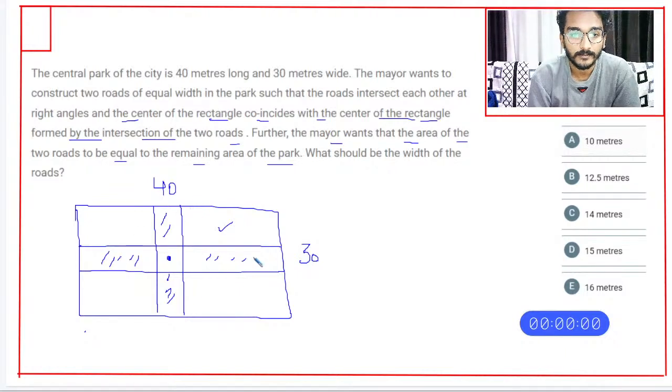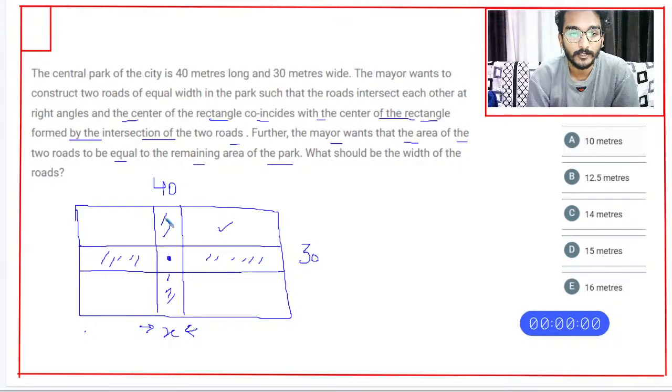Shaded plus unshaded equal to total area 1200. And because shaded is equal to unshaded, we can say they both are equal to 600 each. What should be the width of the roads? So we have to find the width. We have to find this x value. How much is this x?